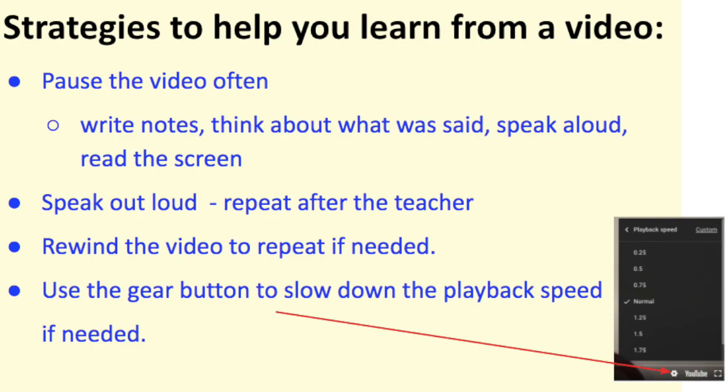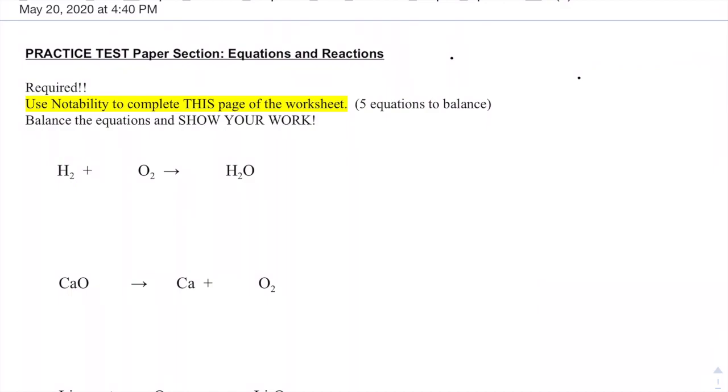Remember to pause often while you're watching me do these problems. All right, here is the practice test paper section. I hope you already tried it and now you're watching, maybe if you felt a little bit confused still.